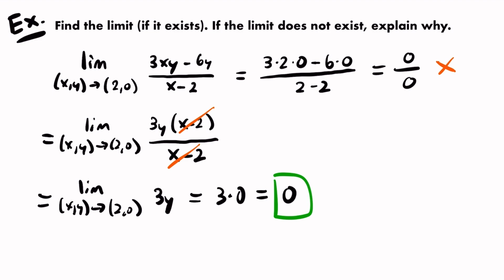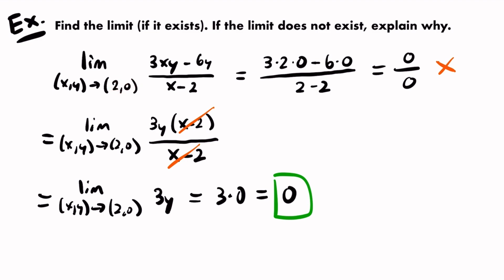The limit does exist, it's equal to 0, which means that all possible paths along the surface represented by this function that contain this point lead to a z value of 0 as you approach this point (2, 0) in the xy plane.